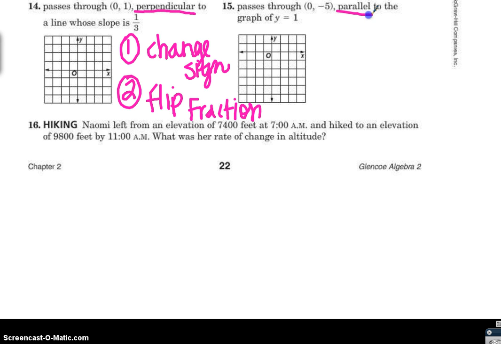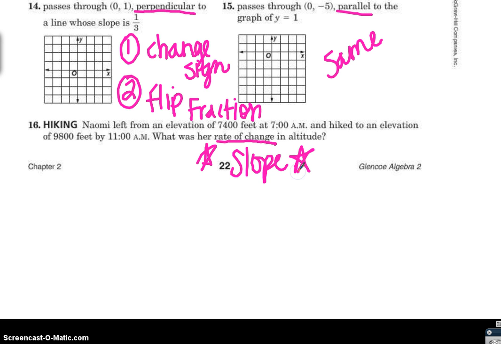And then again, for parallel lines, what do I remember about parallel lines and their slope? That's right, they are the exact same. So here, if I find my slope for the graph of y equals 1, I'm going to use the same slope in order to plot the points to get my new graph. And then the last one on number 16, I want you guys to attempt this word problem. If I talk about rate of change, what was another name for rate of change? I'm asking for slope. You need to know this information, so make sure that if you don't have this worksheet, that you write that down somewhere on your worksheet.